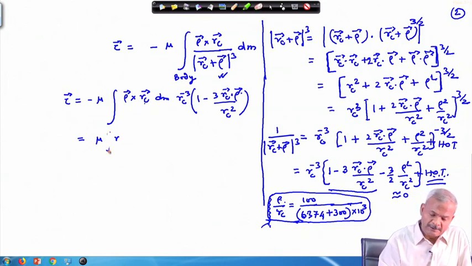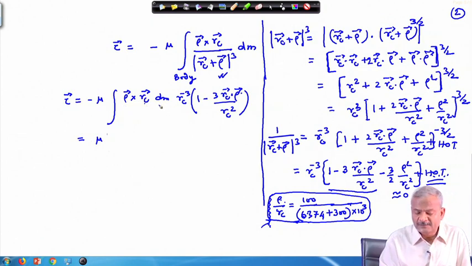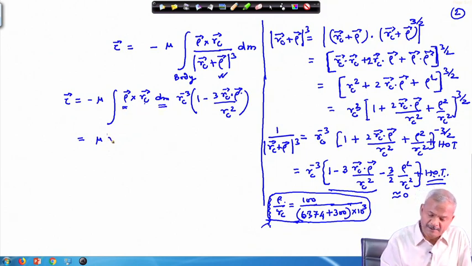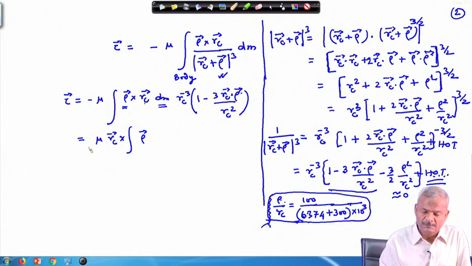and one thing more, that this RC is, integration over dm is just related to this rho. This is not depending on RC. Therefore, this RC can be taken outside. We can write it like this. And then we have the rho, minus sign we are absorbing because we are flipping these two vectors, and then thereafter write all these terms.